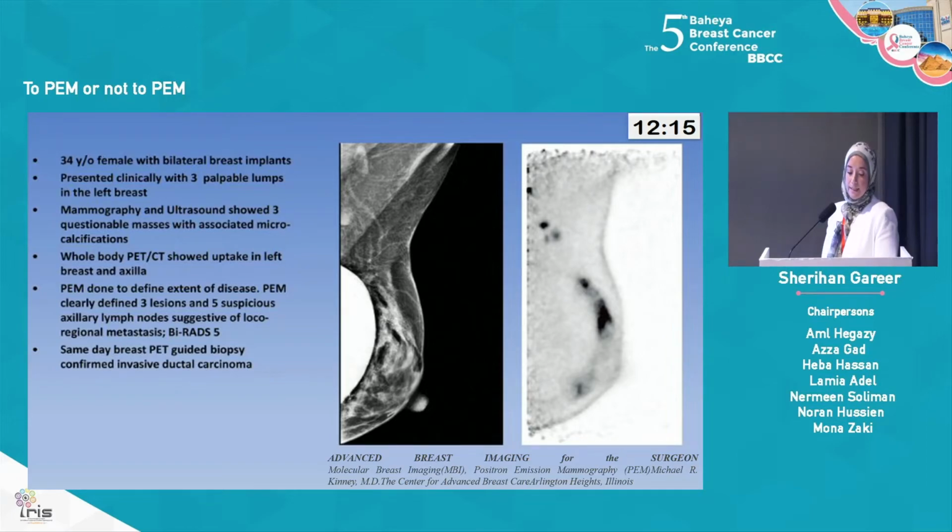Whole body PET CT showed uptake in the left breast and axilla. PEM was done to define the extent of the disease, and it showed clearly 3 lesions and 5 suspicious axillary lymph nodes suggestive of local regional metastasis. Biopsy was done, and this confirmed invasive ductal carcinoma.